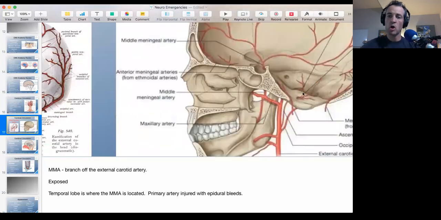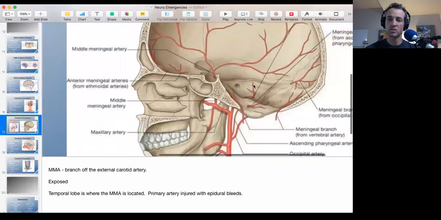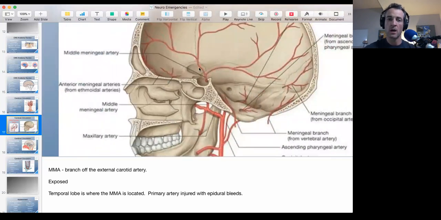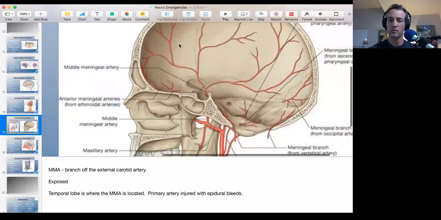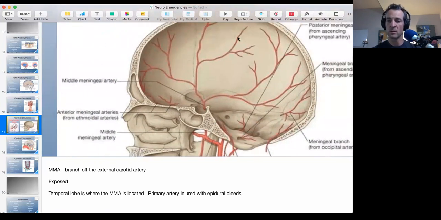travels along the exterior surface of the brain, right along the skull. Okay, you can see it runs up, and then here it branches off, and it spreads out throughout the temporal region of the brain. So that's why, and it's right on the surface. It's very superficial to the brain.